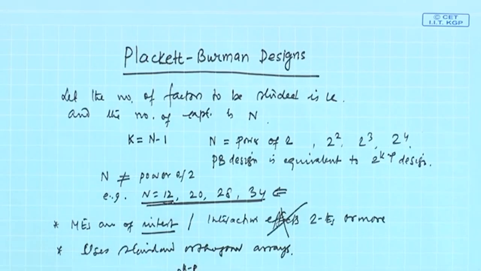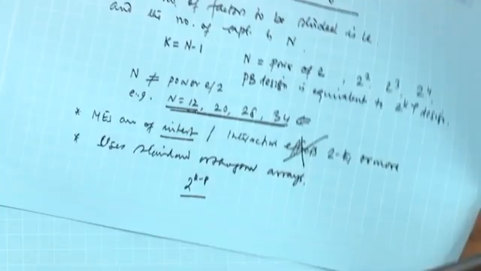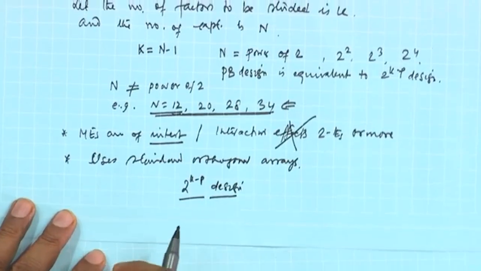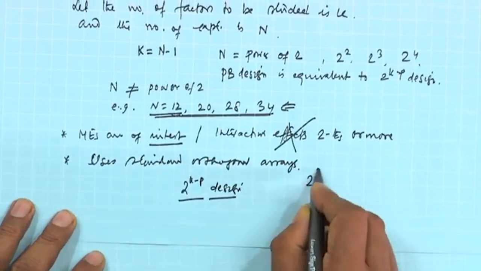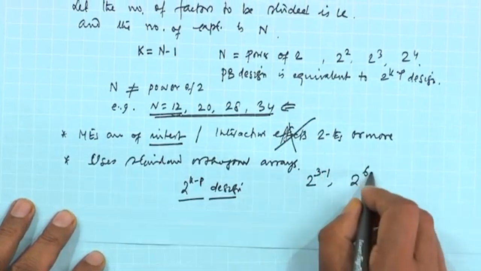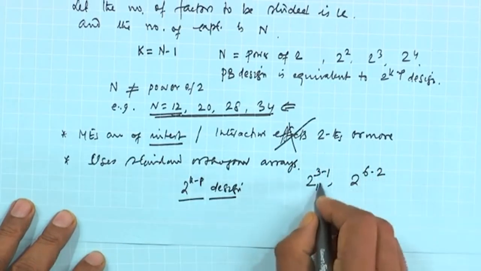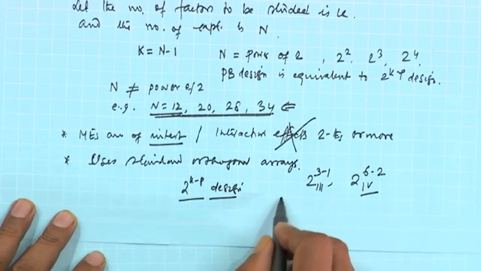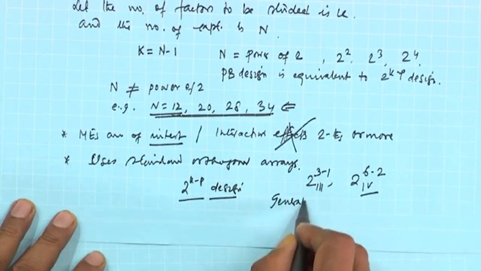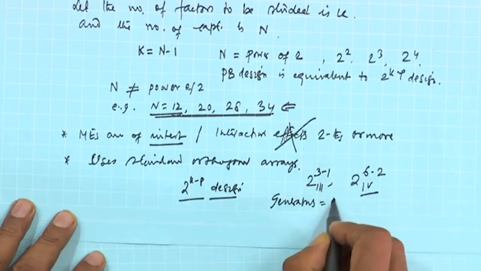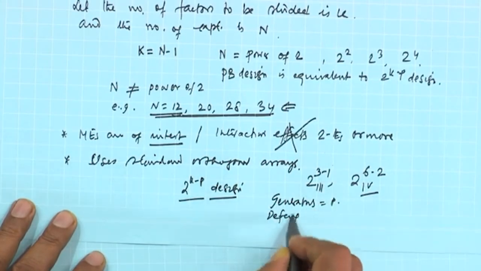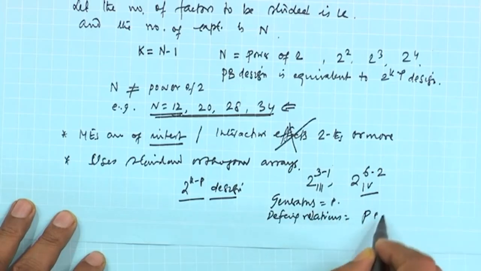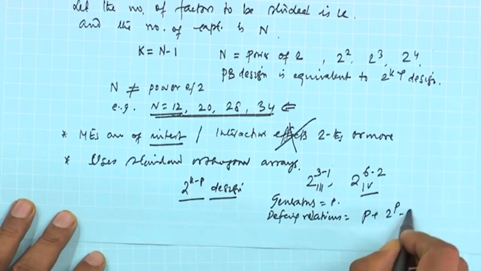Suppose you are using a 2 to the power k minus p design, for example, 2 to the power 3 minus 1 or 2 to the power 6 minus 2, whatever it may be, with resolution 3, here resolution 4. So, what happened? You have p generators, and defining relations equal to p plus 2 to the power p minus p minus 1.